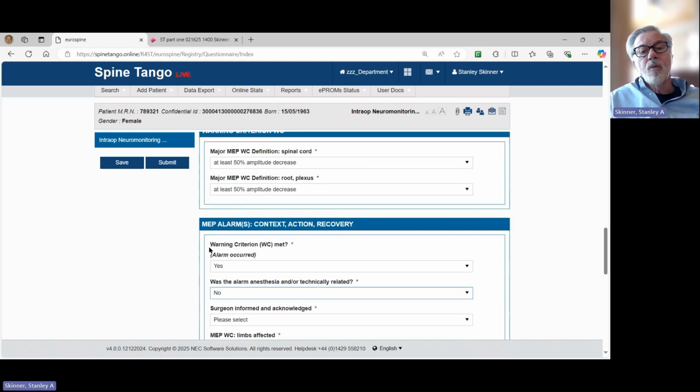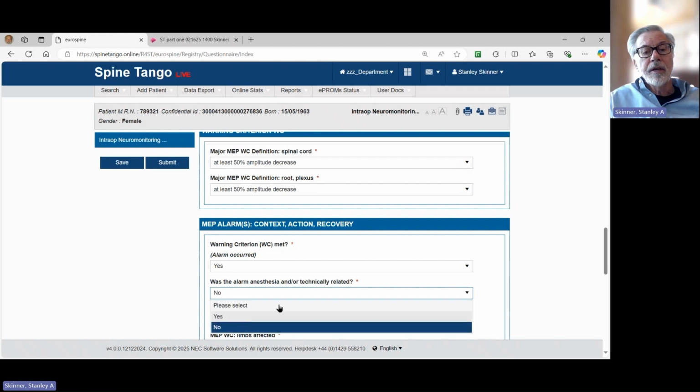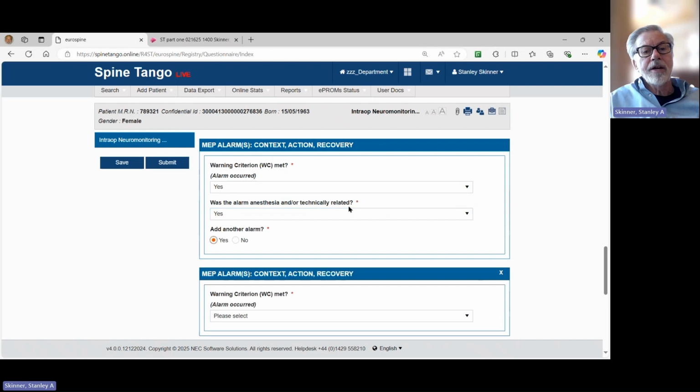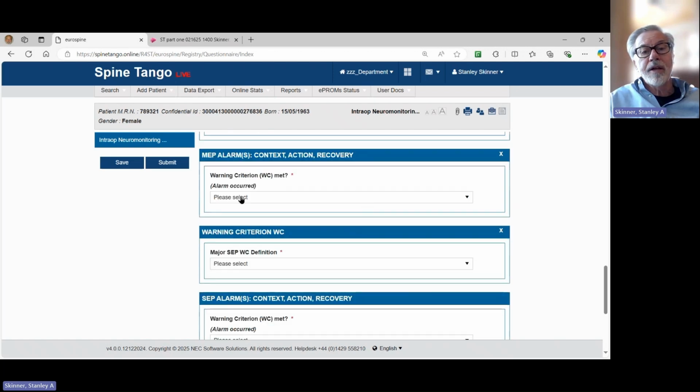If I say warning criterion met and say it was due to anesthesia or technical, if I say yes, the other questions do not occur. That uses one of our 3 alarms for MEPs. But that's what happened. We talked to the surgeon. Finally, we found out it was a technical issue, and we needed a little adjustment in anesthesia, one or both, and we say yes. Add another alarm? Yes, let's add another alarm because there was another event.